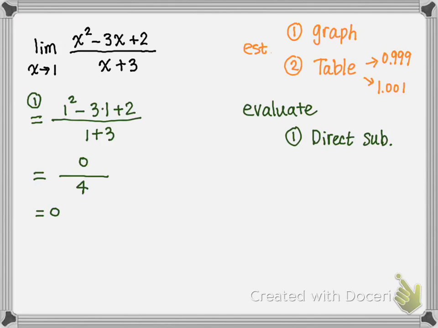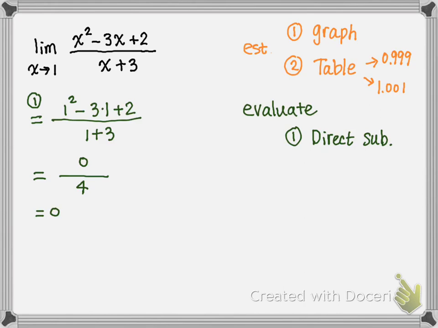And 0 in the numerator is okay. The only problem that we will have is when there is 0 in the denominator. If you're not sure, use a calculator. 0 divided by 4, you get 0. So in this case, when we do direct substitution, this limit equals 0.